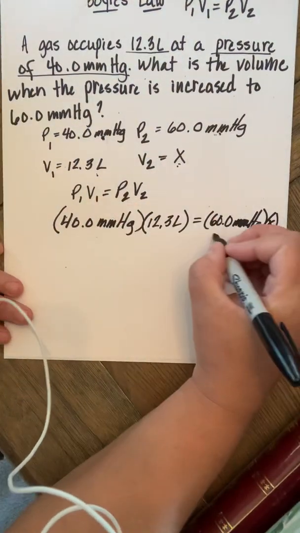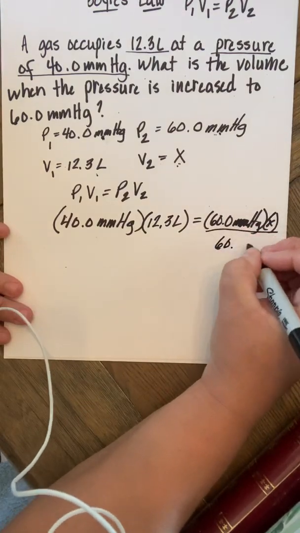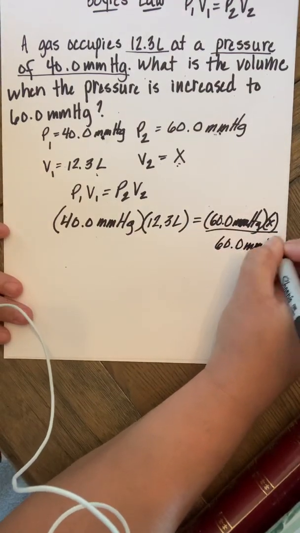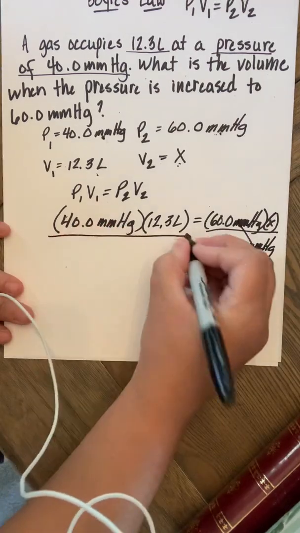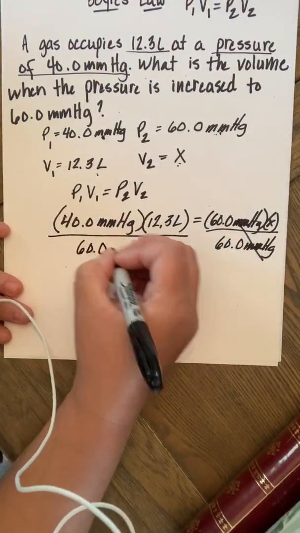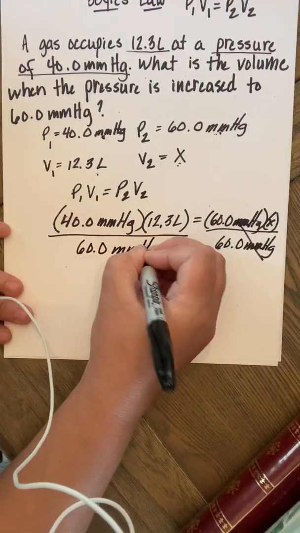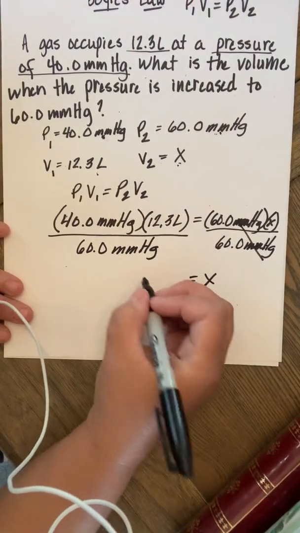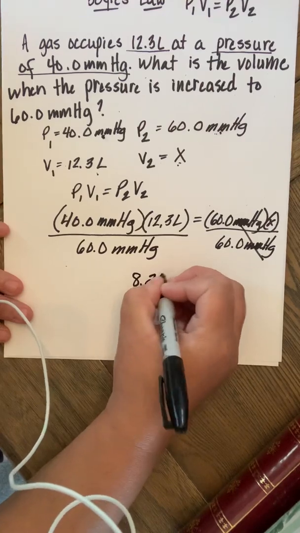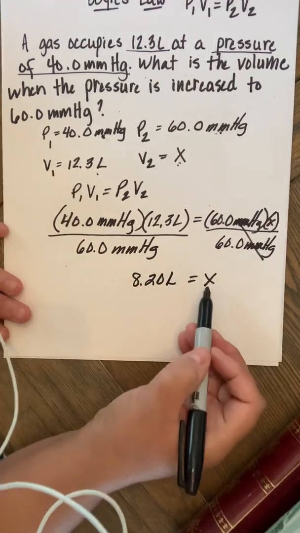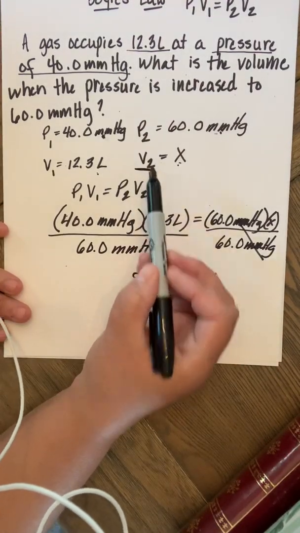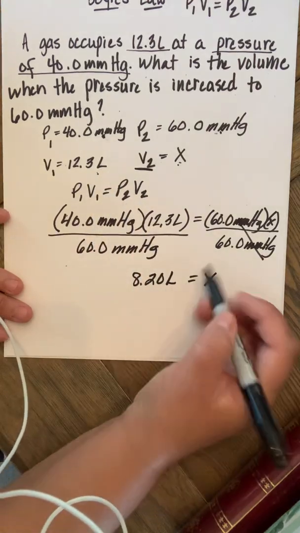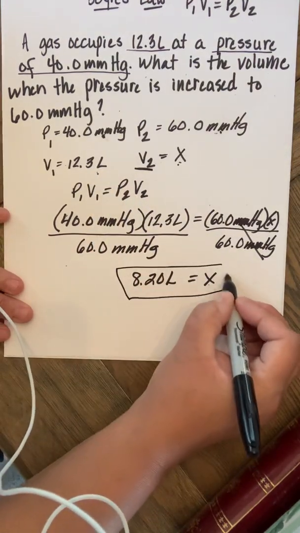Okay, so we're going to solve for X. We're going to divide each side by 60.0 millimeters of mercury. Okay, so our X is actually going to turn out to be 8.20 liters. My X corresponds to a volume, and I know that my volume is measured in liters. So this is going to be your final answer.